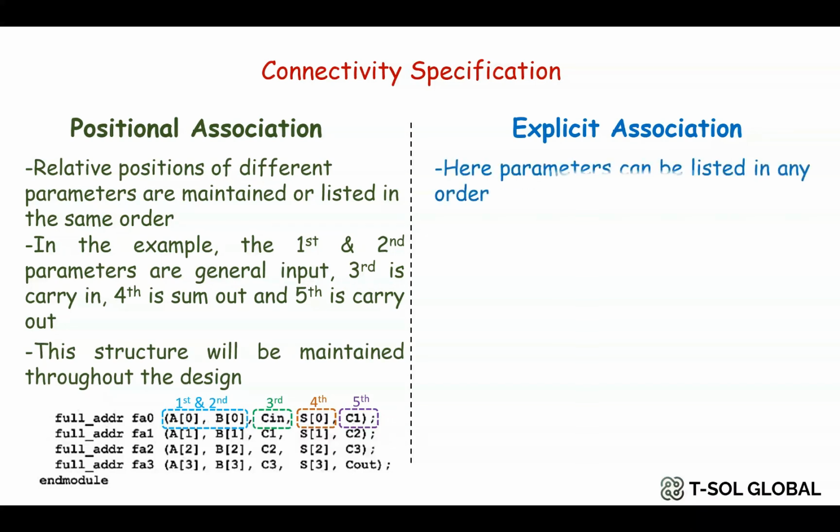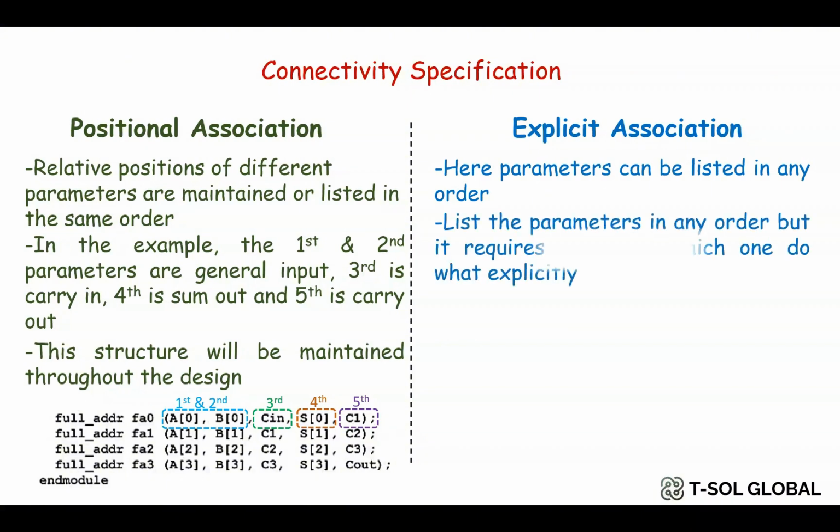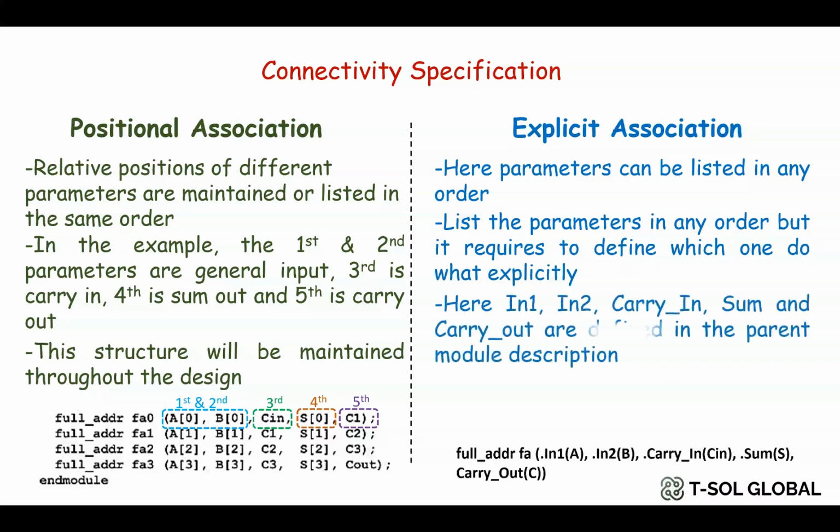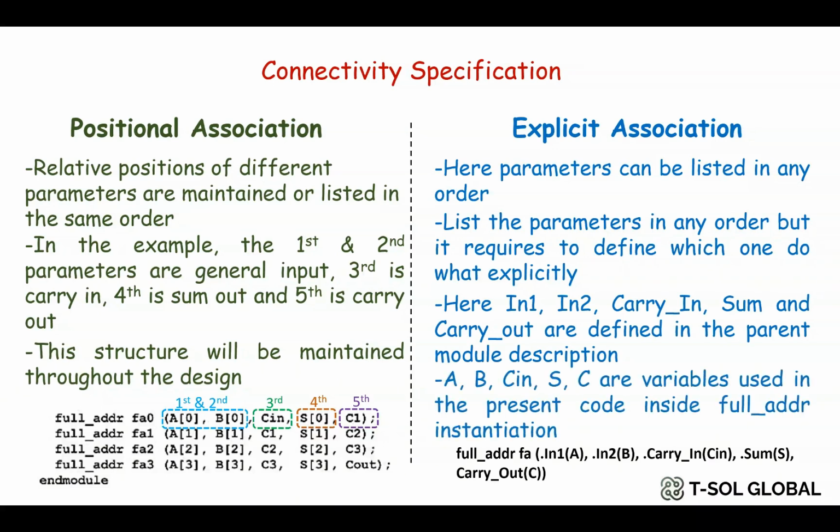Now in explicit association, parameters can be listed in any order, but it requires defining explicitly which parameter will do what. Here you can see an example where in1, in2, carry in, sum, and carry out are defined in the parent module description, and A, B, C in, S, C are variables used in the present code inside full adder instantiation.